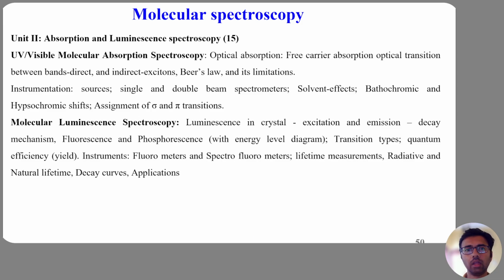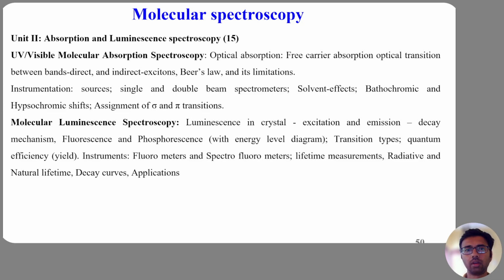From theory, we moved into instrumentation. We dissected the internal architecture of spectrometers. You learned the purpose of light sources, monochromators, sample cells, detectors and signal processing units. We compared single beam and double beam spectrophotometers and understood why engineering design directly influences experimental accuracy.